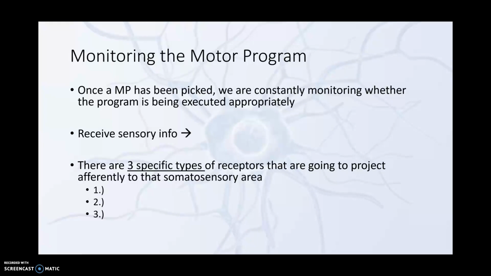There are 3 specific types of receptors that project afferently to that somatosensory area, and we're going to go over these. 1, the muscle spindles, which respond to stretch. 2, joint receptors, which give us information about how much activity is occurring within a joint. And 3, cutaneous or skin receptors. Skin is obviously continuously being stretched and compressed, and that information is going back to this area as well.